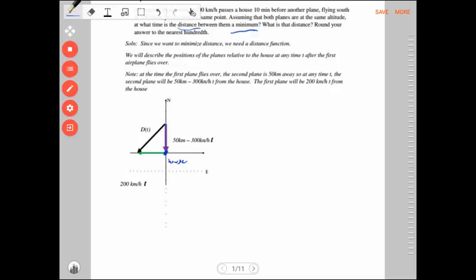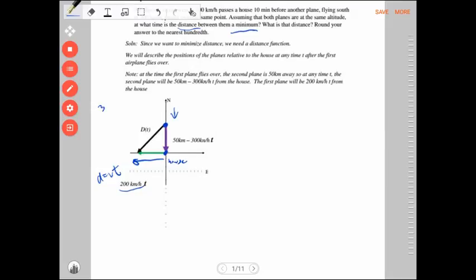The first plane, he's just time t. So he's going this way, and he's going 200 kilometers an hour, and our distance is velocity times time. So his velocity is 200, his time is t, so his distance is 200 times t. The second plane is a little trickier. See, he's going towards the house. So, he's also 10 minutes away, going 300 kilometers an hour.